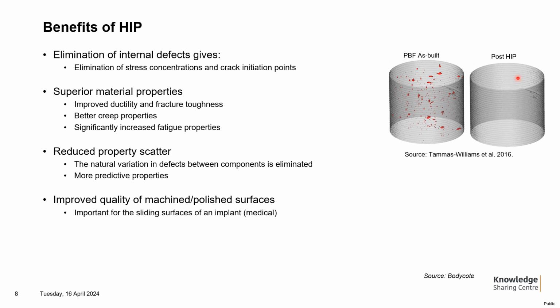But also we have a reduced property scatter, because the natural variation in defects between components is eliminated, and therefore we have more predictive properties. This is really important for additive manufacturing, for instance.